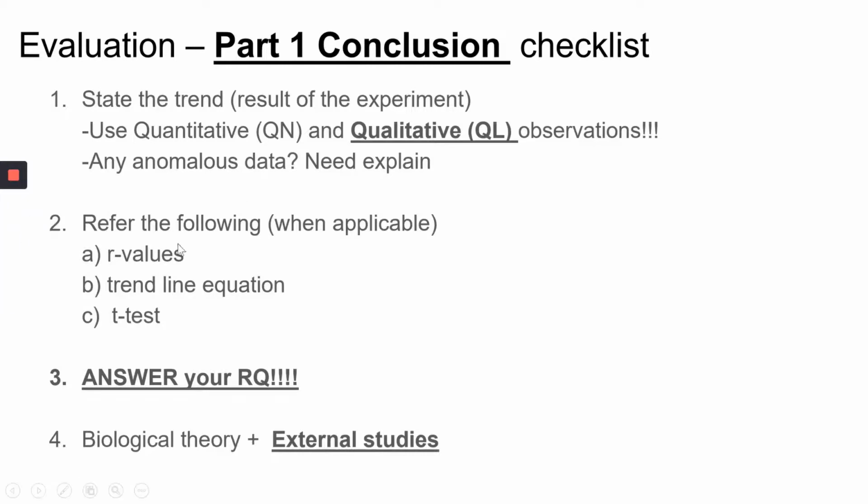And then here, the next part is partly related to the analysis part. From previously, you've mentioned the R value, so you need to refer to the R value. You need to state, based on the R value from the CORREL function, how strong or how weak the trend is, positive trend or negative trend.